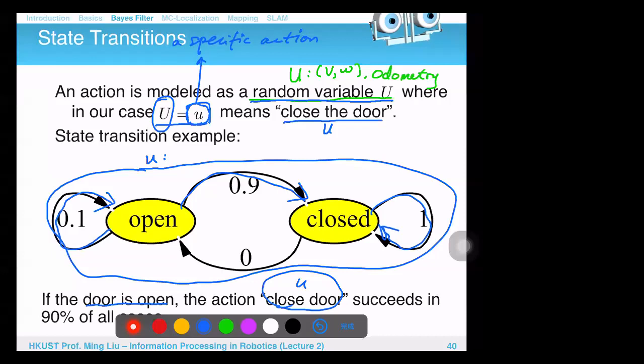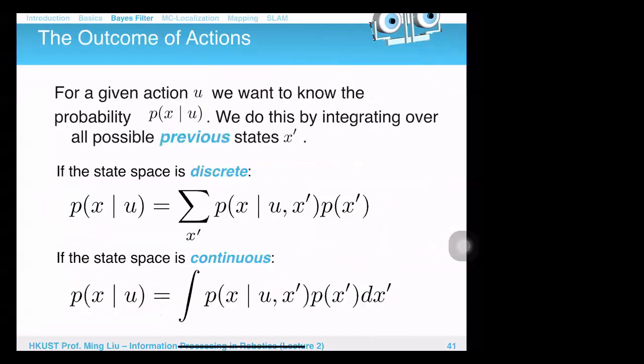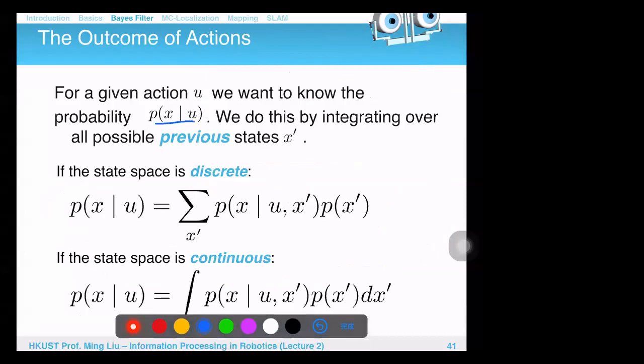Okay, if this is the action, then the key question is what? The key question is the outcome of the action. For example, this P of x given u, how can you compute this one? Given the action u, we want to know the probability, the P of x given u. How do you do that?